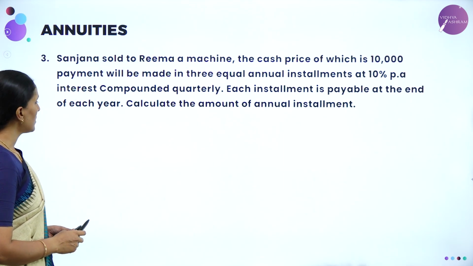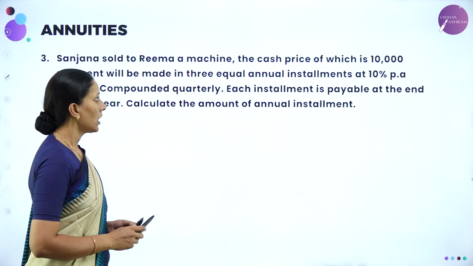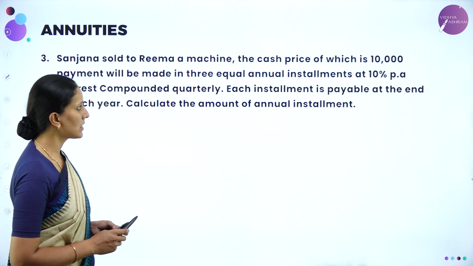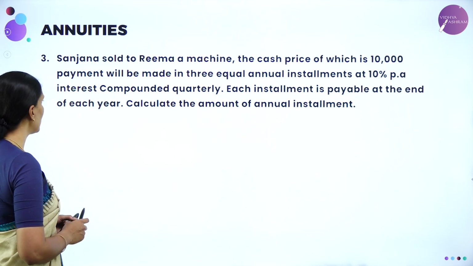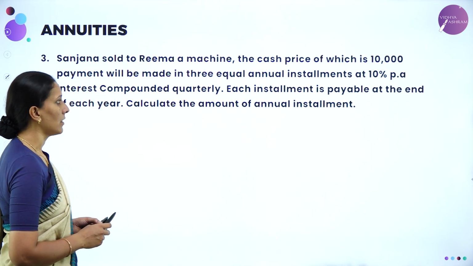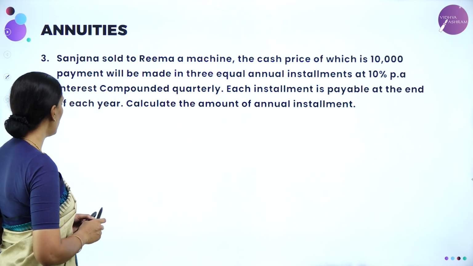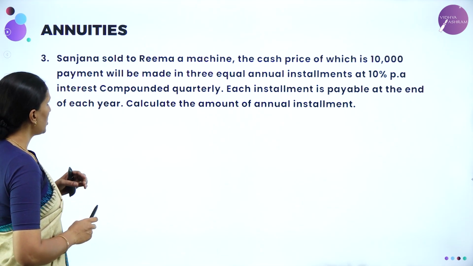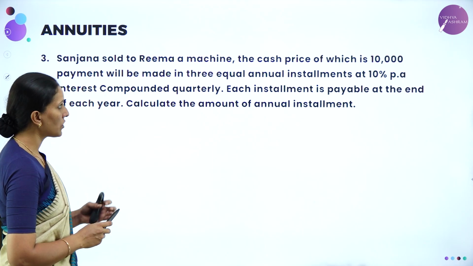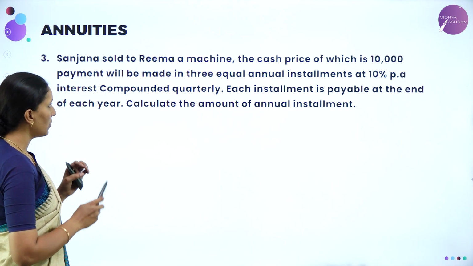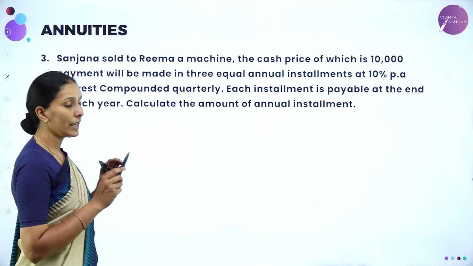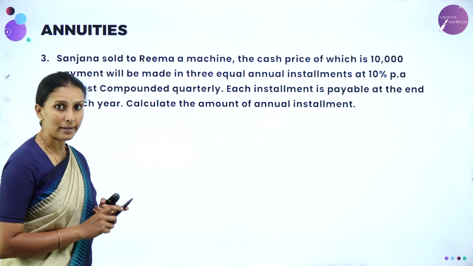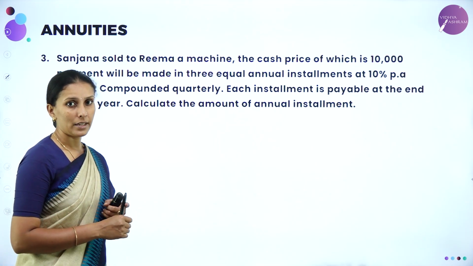Next question, Sanjana sold to Rima a machine, the cash price of which is 10,000. Payment will be made in 3 equal annual installments at 10% per annum interest compounded quarterly. Each installment is payable at the end of each year. Calculate the amount of annual installment. So here she has sold a machine which costs 10,000, and that 10,000 will be paid equally in 3 installments annually. But here the compound interest is calculated quarterly. So quarterly means 4 times in a year.